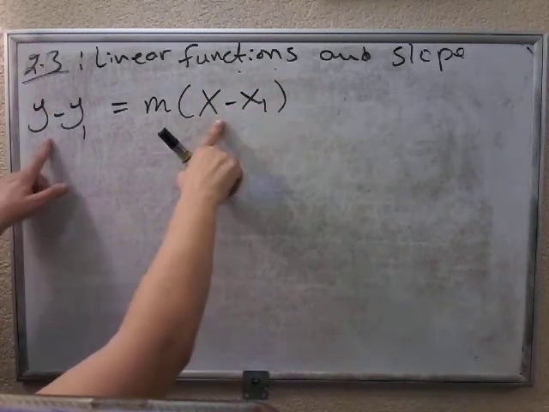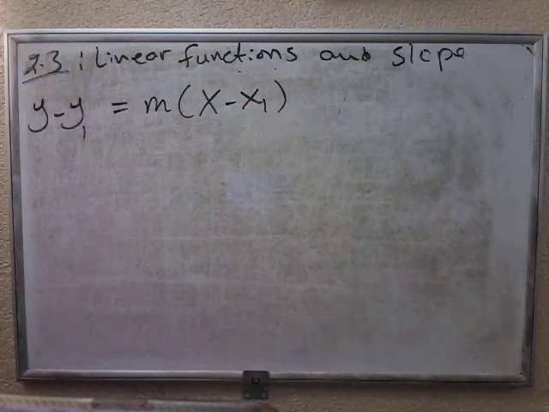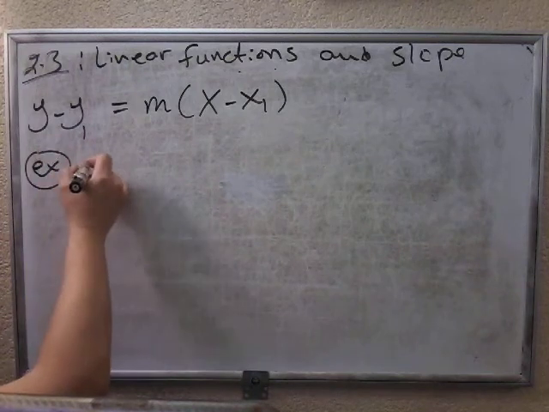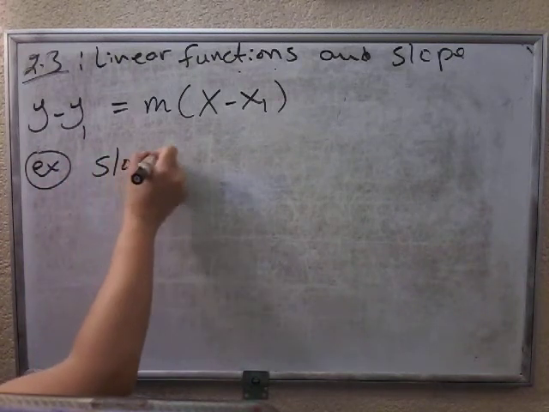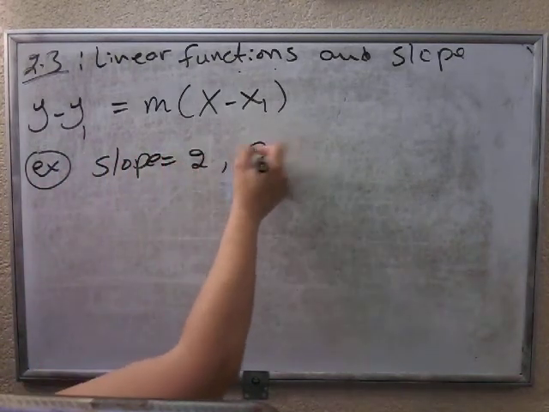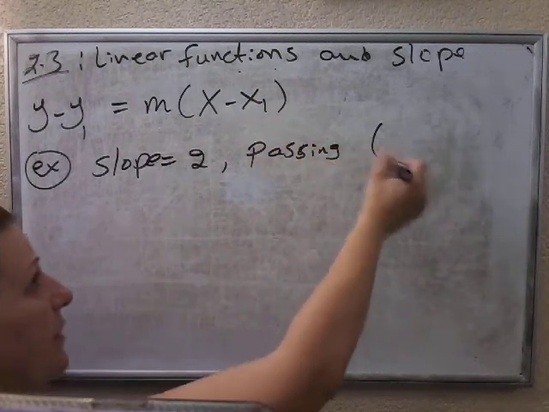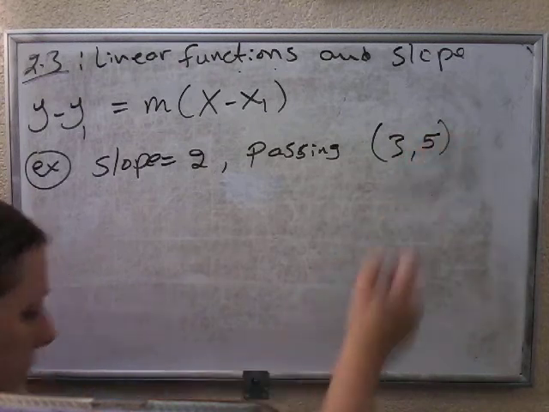I just took the 2's out because it looks a little bit less writing there. That's why they take it out. So we're going to use that, and then let's do this. If we have a slope given to me as 2, and it's passing through the point (3, 5).